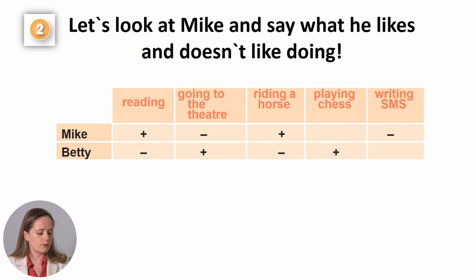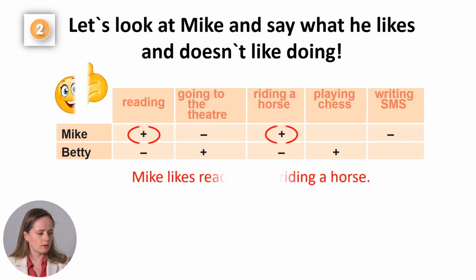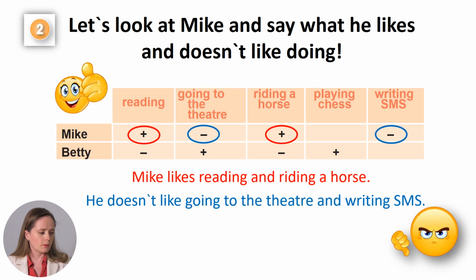Okay, so we have here. Okay, so this is the answer. So Mike likes reading and riding a horse. Okay, let's go to what he doesn't like doing. He doesn't like going to the theater and writing SMS. Okay, now let's go to Betty.